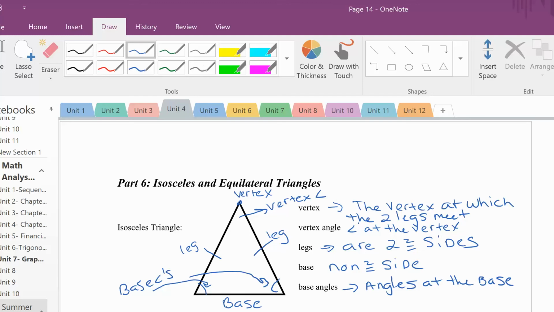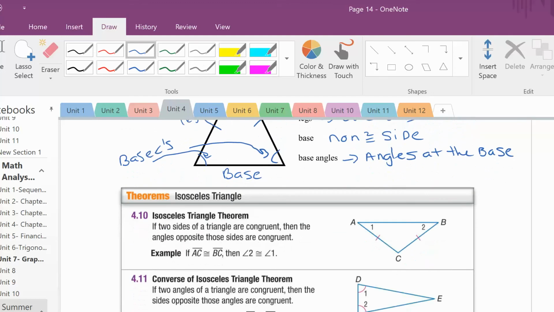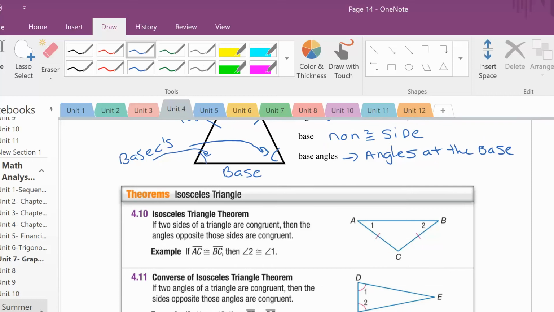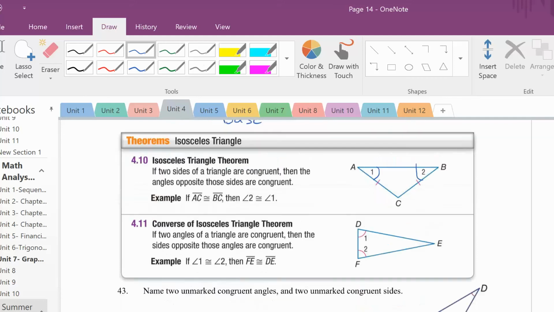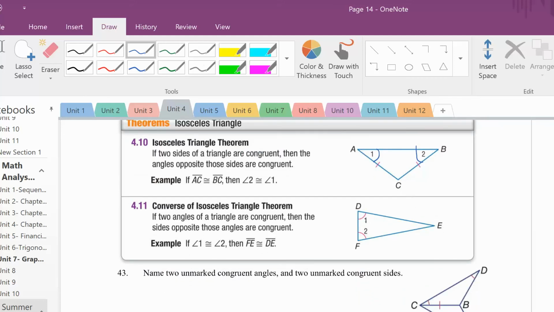All right, so some things about isosceles triangles. If two sides of a triangle are congruent, then the opposite angles are also congruent. So basically, if the triangle is isosceles, we know that the base angles are also congruent. That is the isosceles triangle theorem. There's also the converse, which says that if the base angles are congruent, then the sides opposite the base angles are congruent, which is the converse of the isosceles triangle theorem.